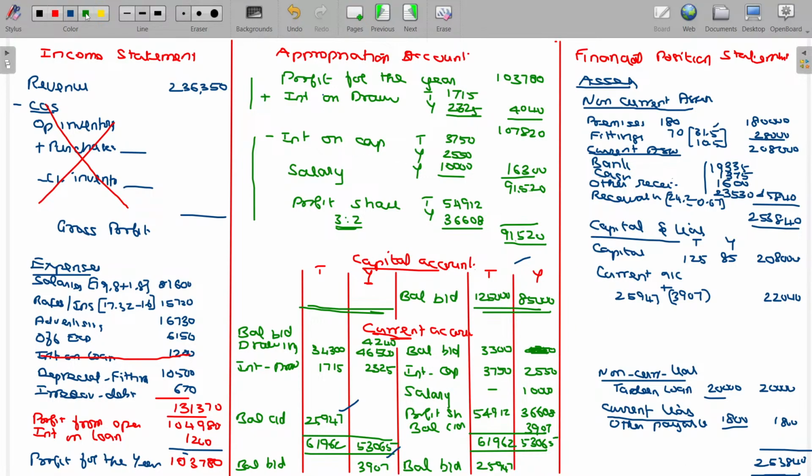Instead of posting that in a detailed working, you can post all these values here, and from that you can subtract this. That way also you can show. Rather than preparing the current account, you can show that under the balance sheet, meaning the statement of financial position.